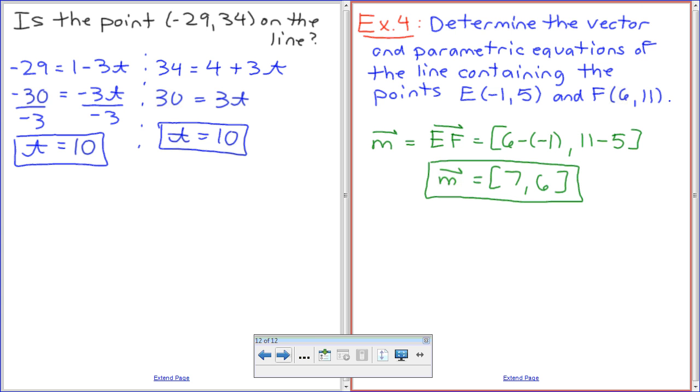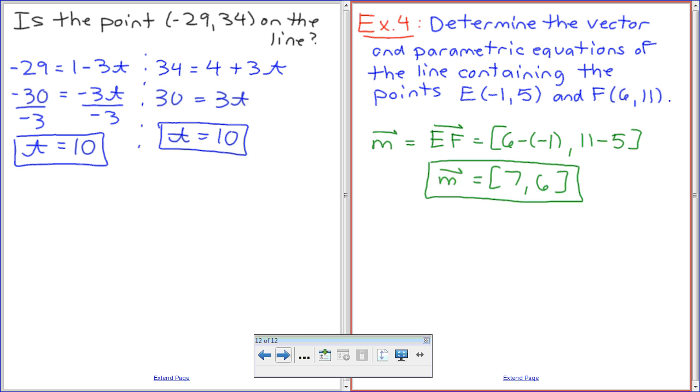Now there are 2 possible equations. Are these always square brackets? Yes, for the slope is always square brackets. Generally, the way it goes is points are round brackets and vectors are square brackets. That's generally how it's going to go.